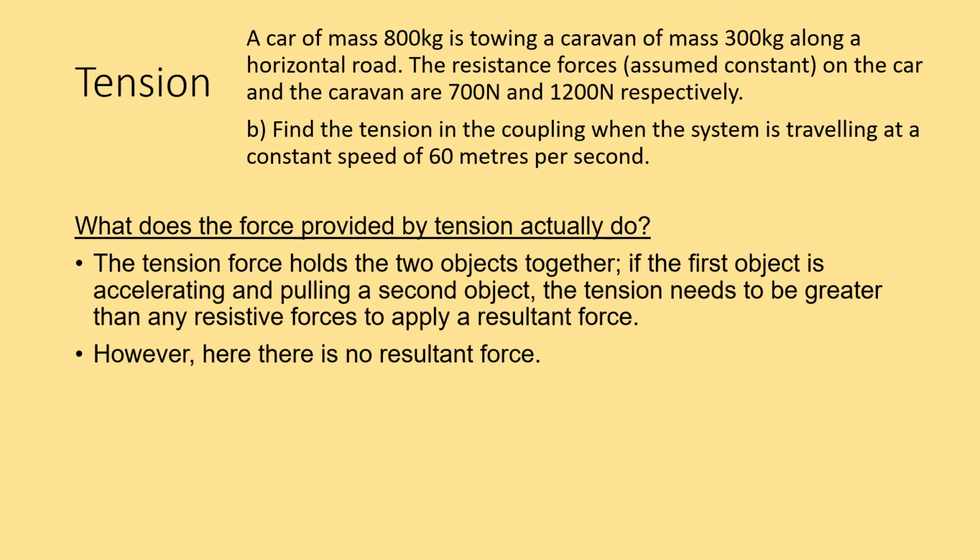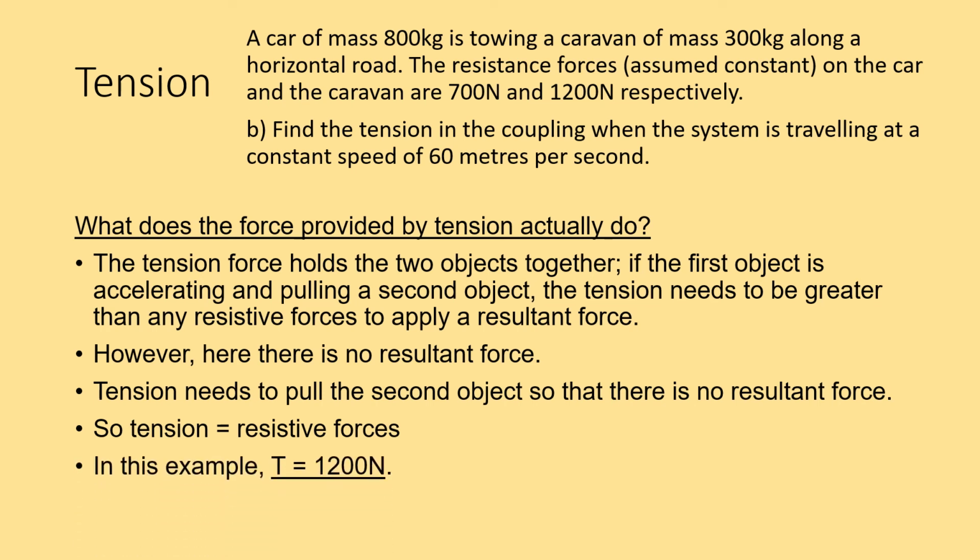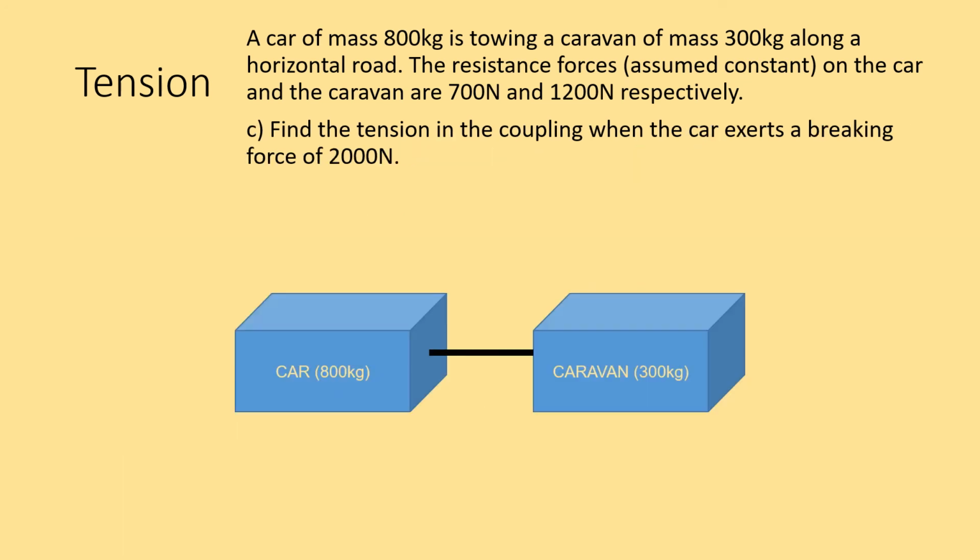But we are traveling at a constant speed, so there is no resultant force. So the tension is going to have to pull the second object so that there is no resultant force. So we're going to have to balance all the forces. So the tension has to be the same as the resistive forces. So in this example, the tension is 1,200 newtons.